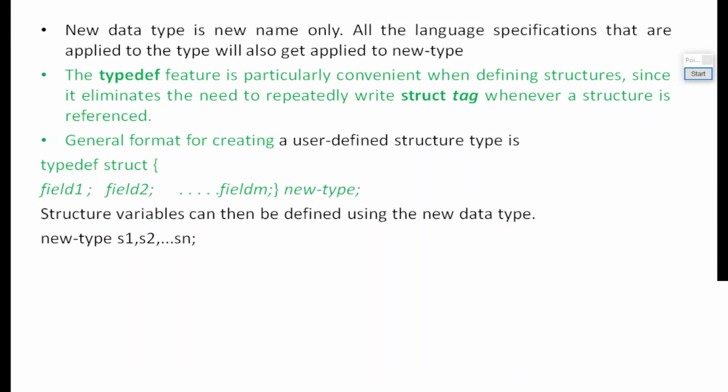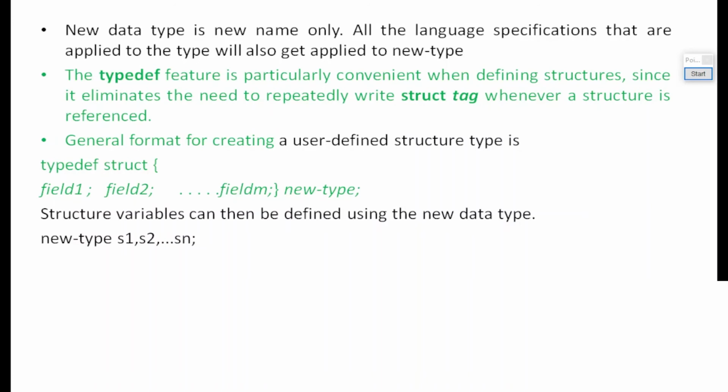So as discussed, a new data type is a new name only. All language specifications that are applied to the type will also get applied to the new type. So a new data type is a new name only. You are not actually creating the new data type. It is not possible to create a new data type using structure.